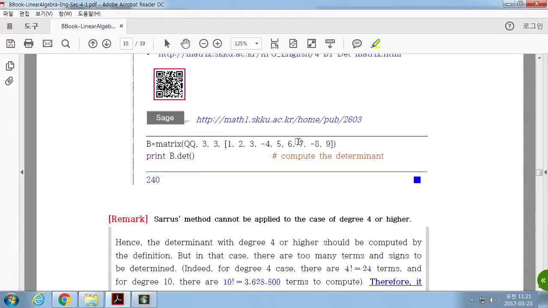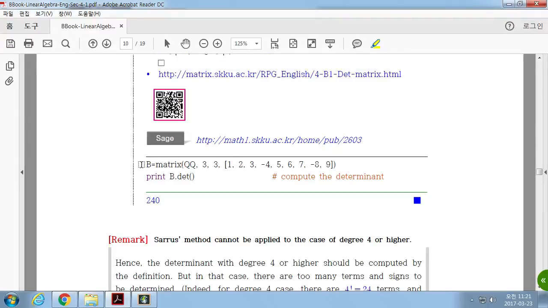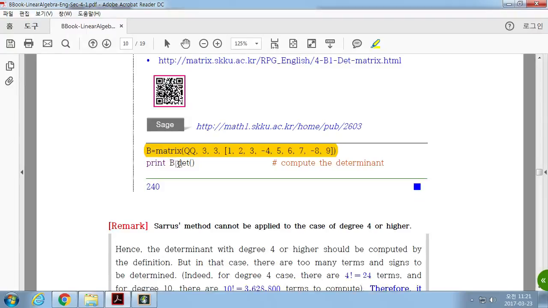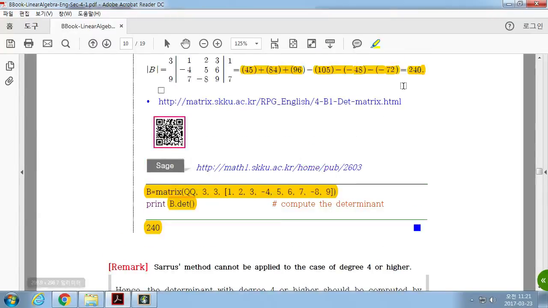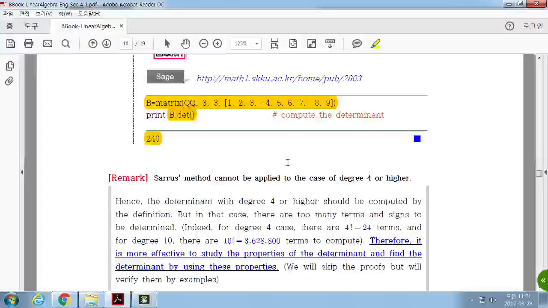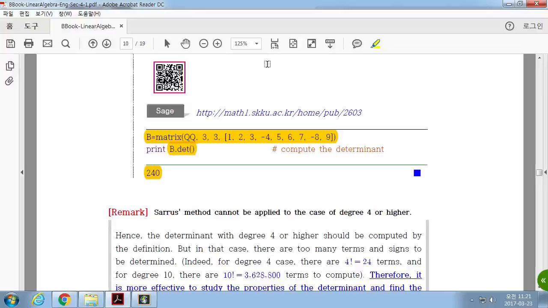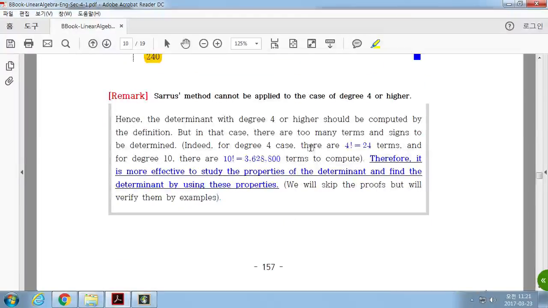So you now know how to find the determinant by using the Sarrus method for a 3 by 3 matrix, or by the definition of determinant. Also, if you define a 3 by 3 matrix like this, then find the determinant of B, this command gives you the determinant that we found. So we can actually compute the determinant with these algorithms.